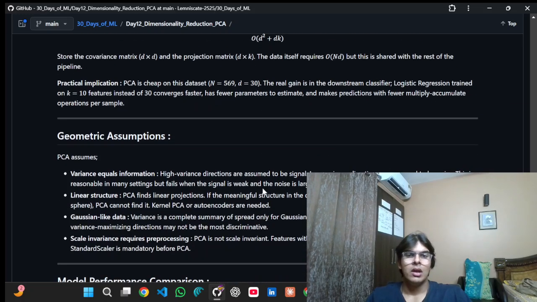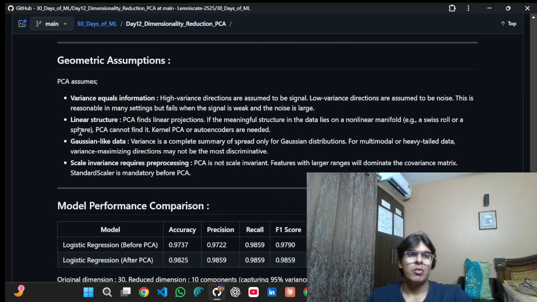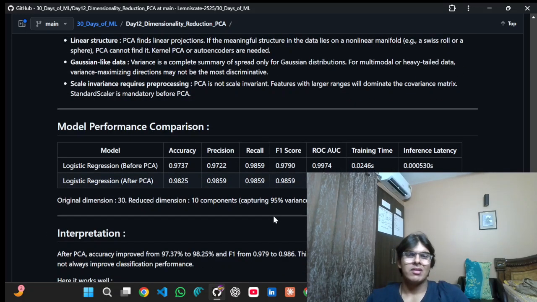Now these are some geometric assumptions about PCA. You can read them. It is nothing new that we have discussed. It assumes Gaussian-like data, which means the bell-shaped curve, because variance is a complete summary for the Gaussian distribution. For different kinds of data, maximizing variance-based directions, basically doing what we have done today, won't be the best choice. Okay, this is the model performance comparison.